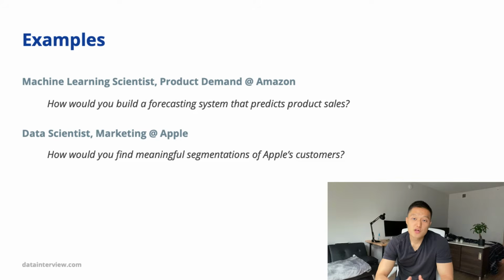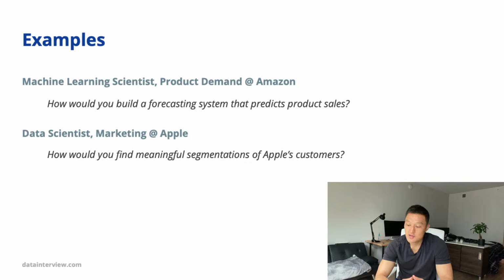Now, the next thing we're going to take a look at are some examples. There are two examples I want to provide. The first one is from the machine learning scientist role in the product demand team at Amazon. An example question could be, how would you build a forecasting system that predicts product sales? Another example could be a product scientist's role in the marketing team at Apple, and the question could be, how would you find meaningful segmentations of Apple's customers?